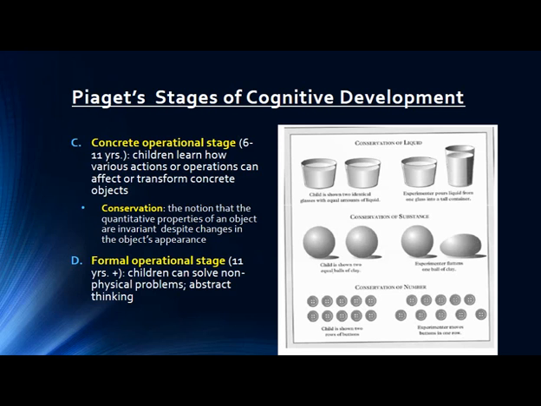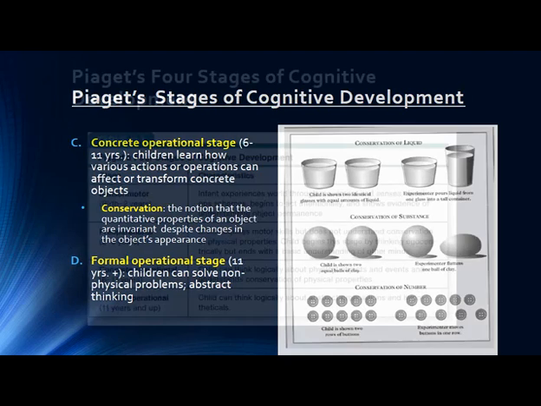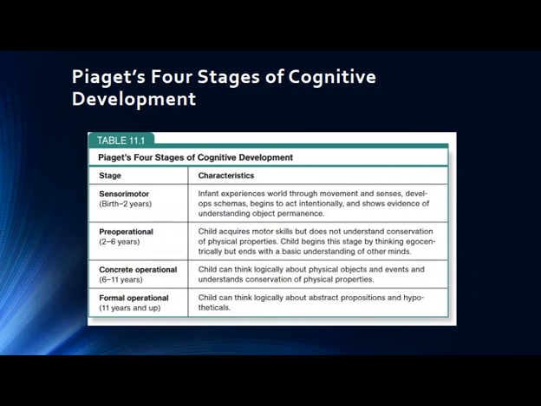We'll take a look at the summary of these different stages and what they look like. Sensory motor, pre-operational, concrete operational, and formal operational, the general order in which these occur. They start to look like this. So, sensory motor: the infant experiences the world through movement and senses. Pre-operational: still acquires motor skills but does not understand conservation of physical properties.